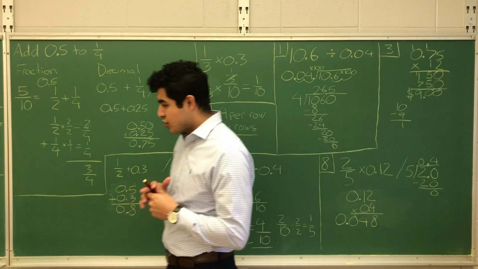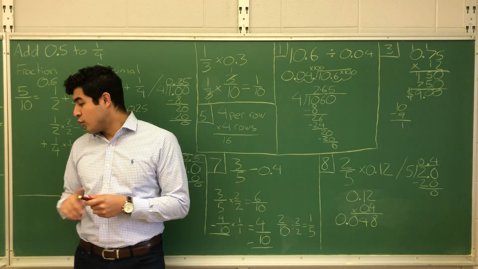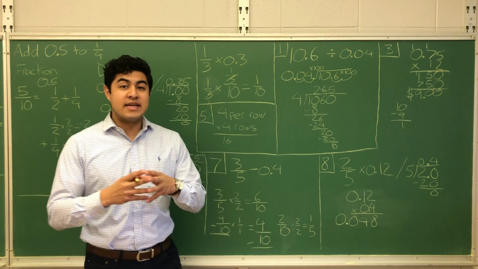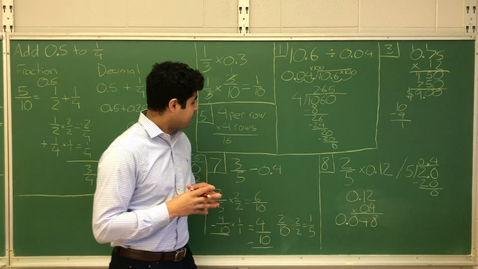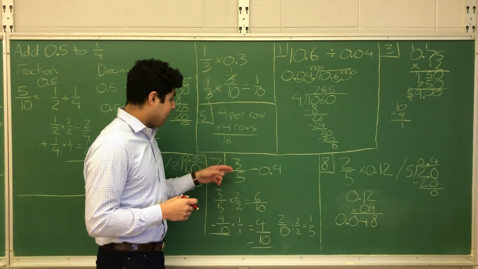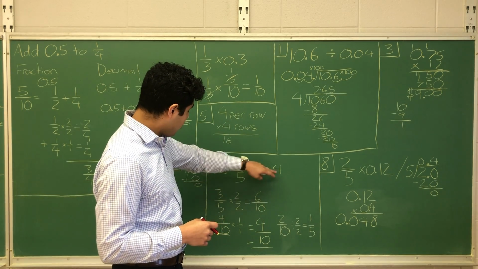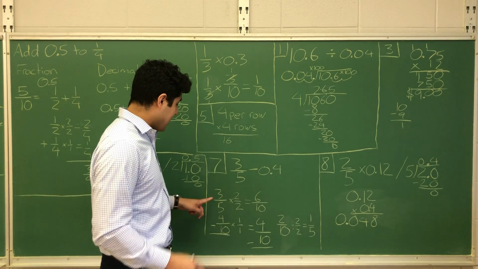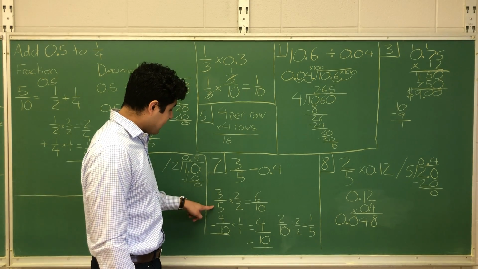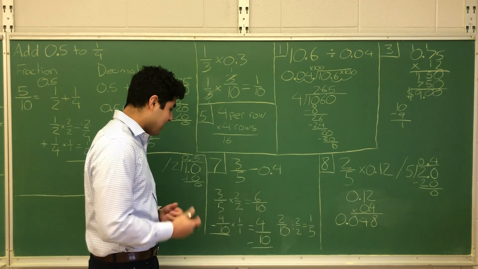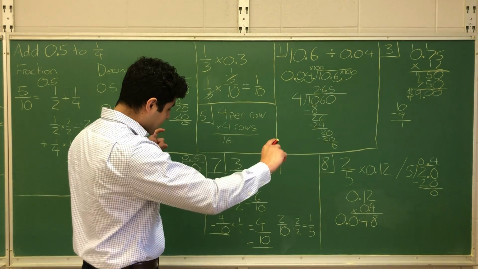All right, number 7. We've got 3 fifths minus 0.4, but we need to solve it as a fraction. So here we go. We're converting our decimal 0.4 into a fraction, and I wrote it down here. So I've got 3 fifths. I like stacking up the fractions, and you see why. This is why I like stacking up the fractions and not doing it sideways.